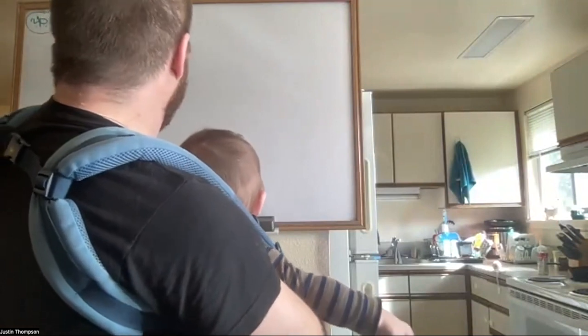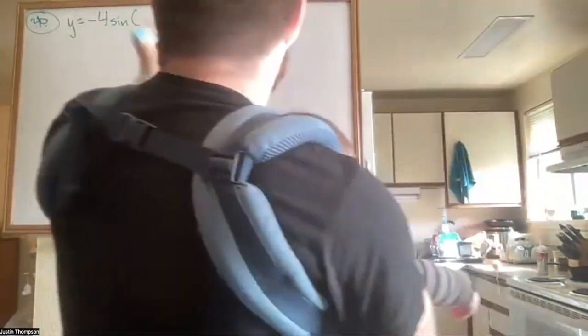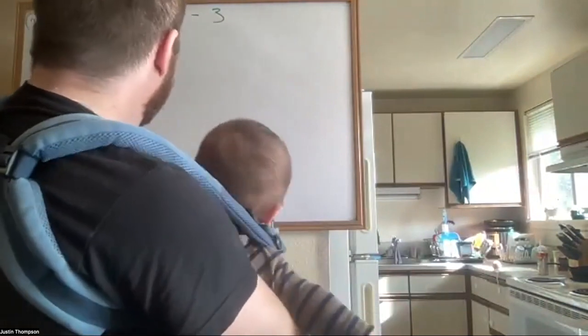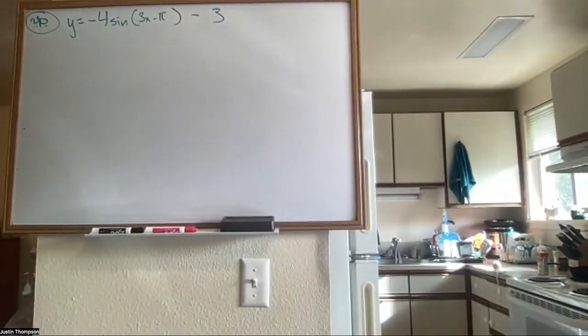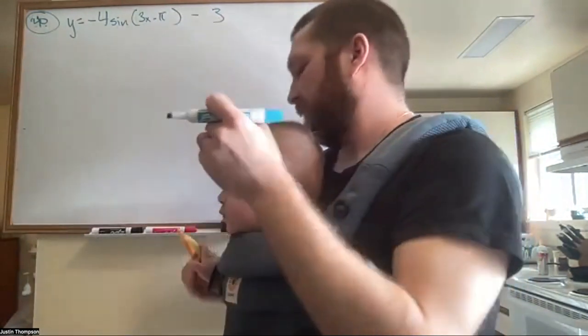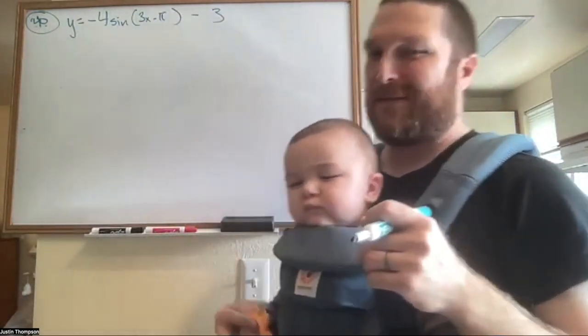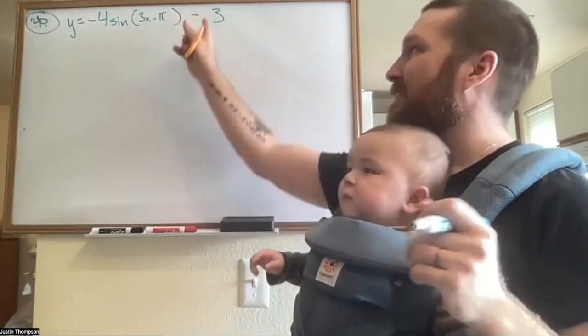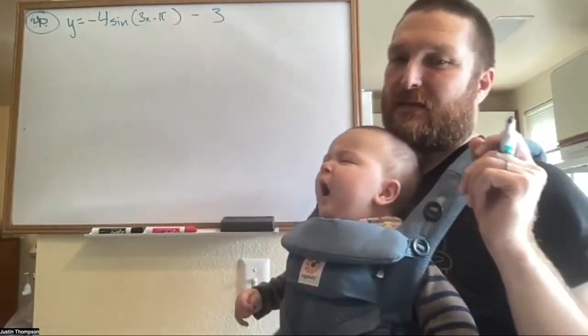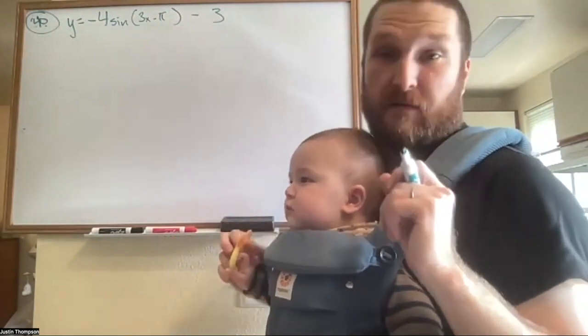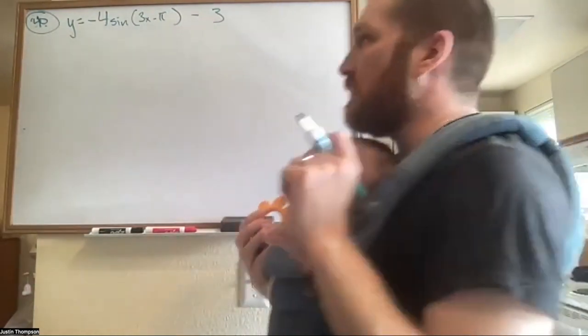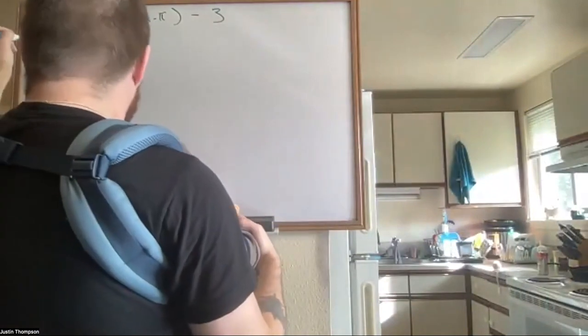Again, sine of stuff minus 3. And this is 3x minus pi. Here, grab this. Okay. Now, things are going to get real ugly because of this shift right here. That's going to make life much harder for all of us. But we'll get there. Right now, let's just do what it wants: amplitude, period, phase shift.